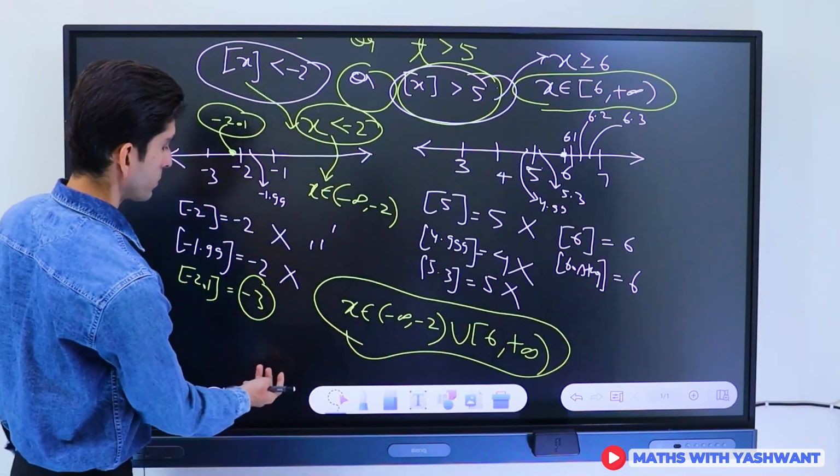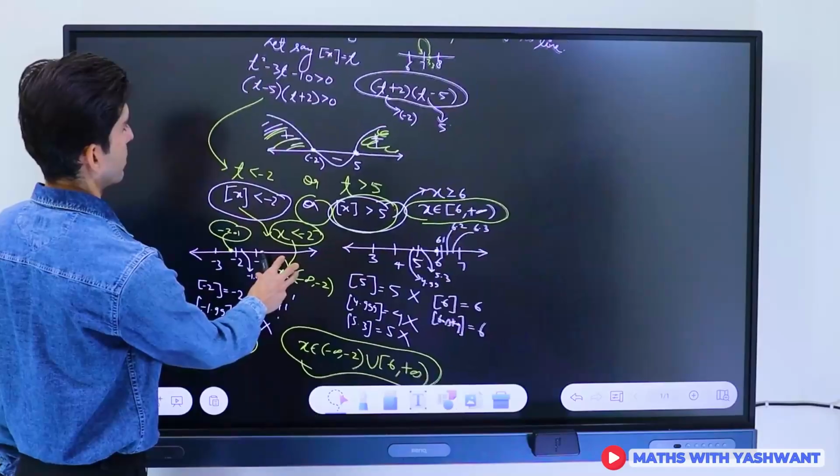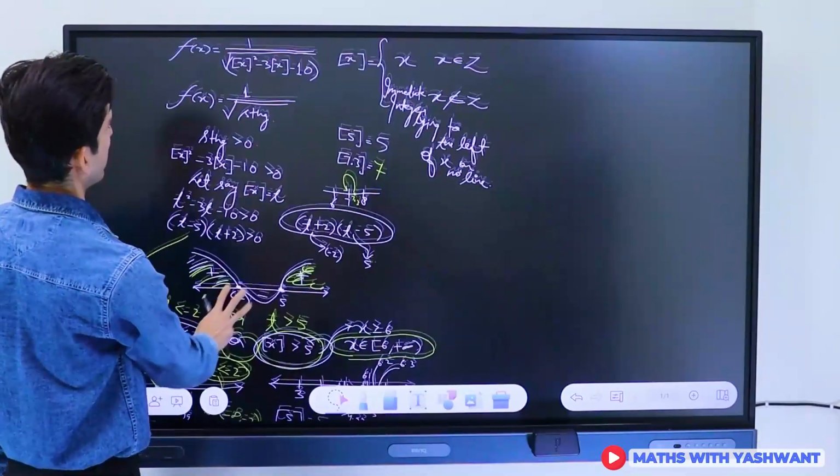Which expression? This expression. Okay, this one.